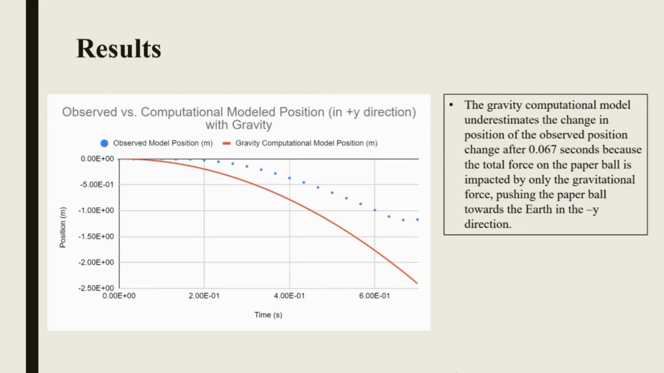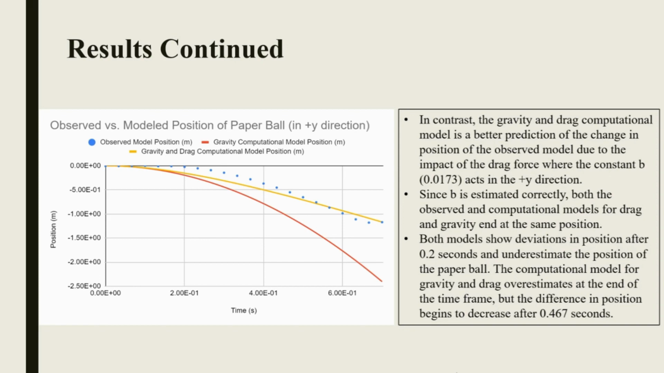Results show the gravity computational model underestimates the change in position of the observed position change after 0.067 seconds because the total force on the paper ball is impacted by only the gravitational force pushing the paper ball towards the Earth in the negative y direction. In contrast, the gravity and drag computational model is a better prediction of the change in position of the observed model due to the impact of the drag force, where the constant b acts in the positive y direction. Since b is estimated correctly, both the observed and computational models for drag and gravity end at the same position.